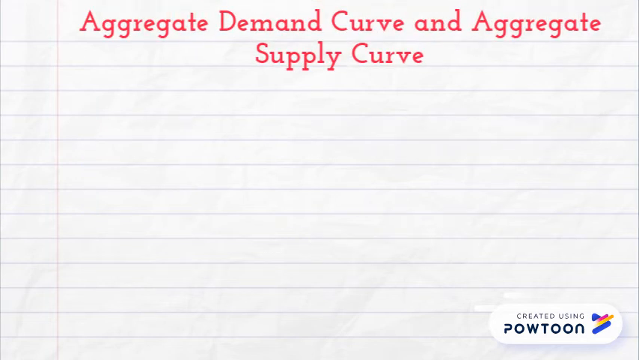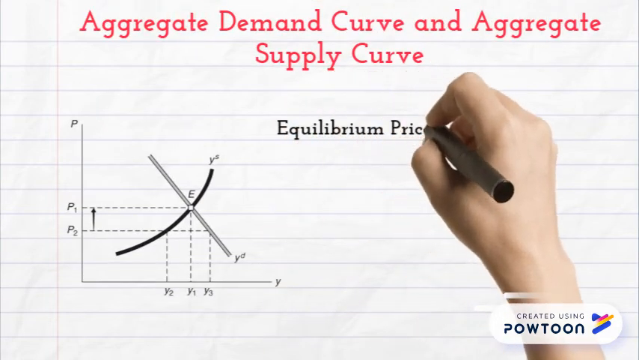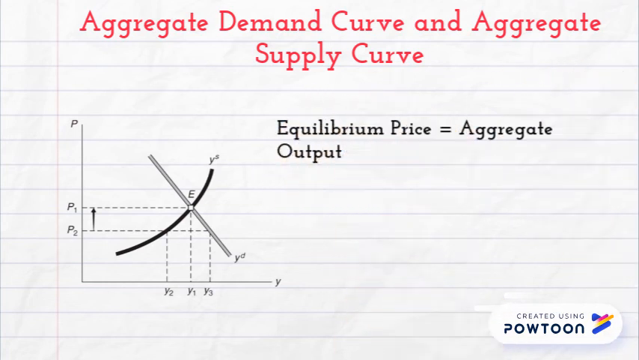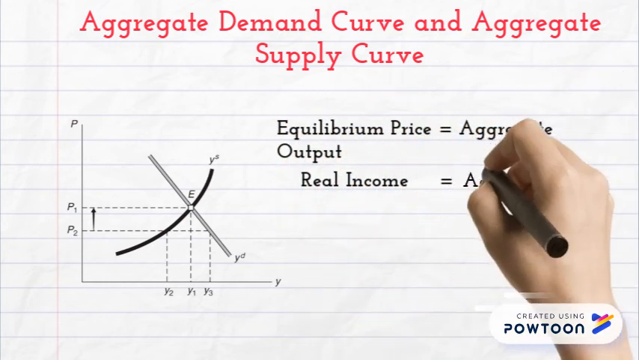In the aggregate demand and supply curve, equilibrium price equals aggregate output. Real income equals aggregate desired expenditures.